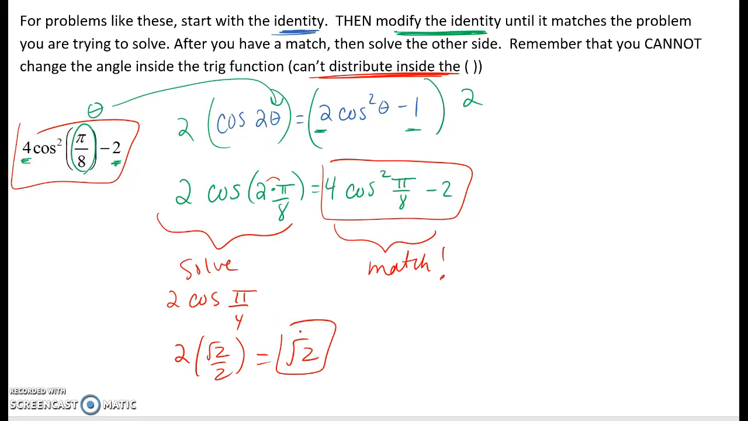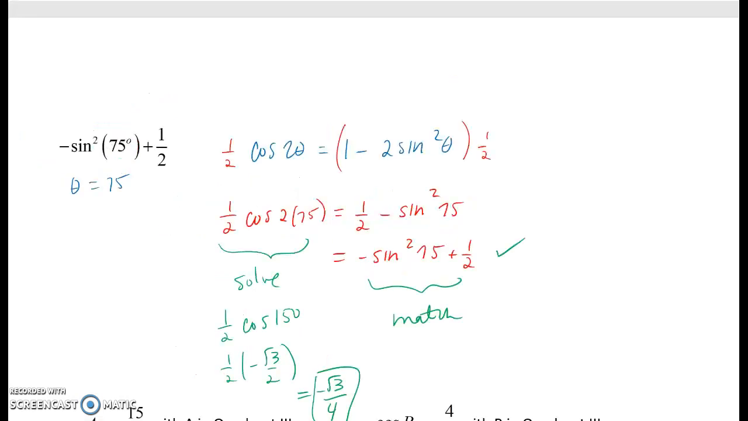All right, go ahead and try the next one on your own, and then unpause the video and check your answer. Okay, so when we look at this problem, we recognize that this most closely matches the identity 1 minus 2 sine squared theta.